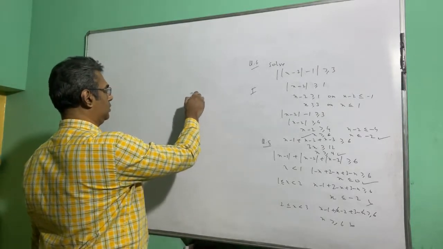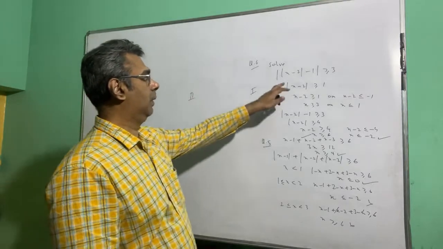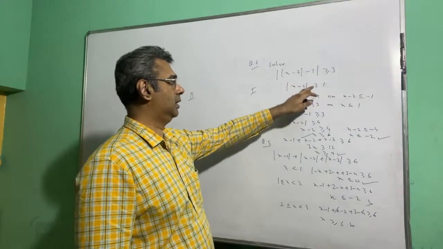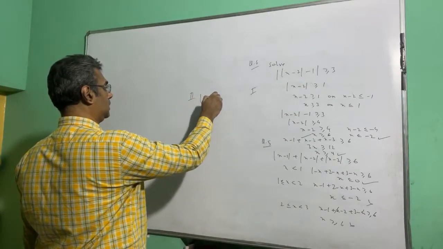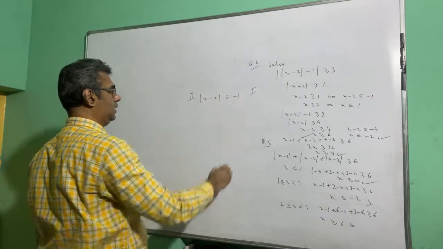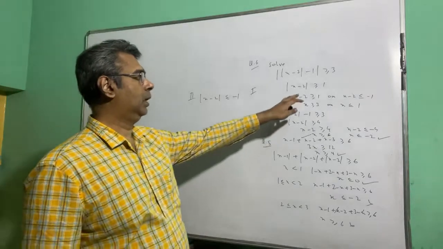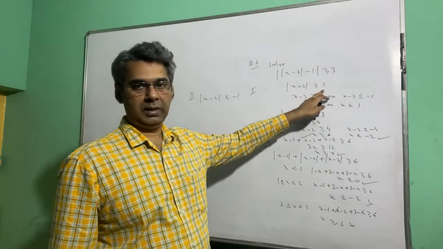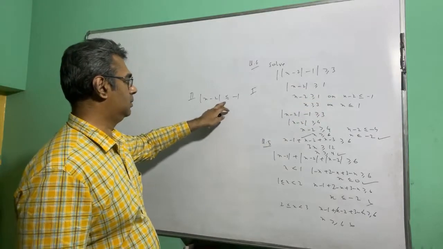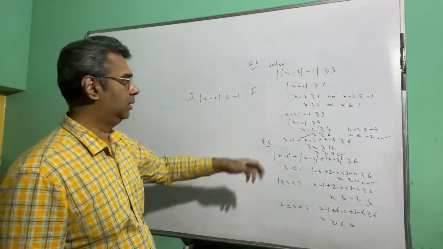Then we come to case 2. So case 1 is that modulus x minus 2 is greater than or equal to 1. Now case 2 is modulus x minus 2 is less than or equal to minus 1, meaning the opposite of this.